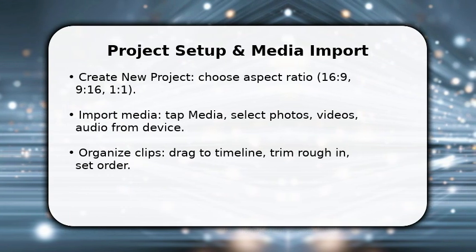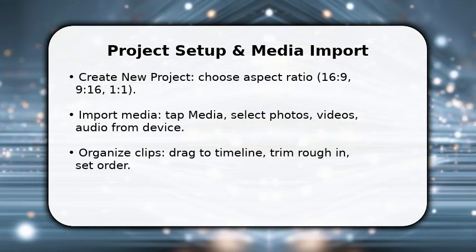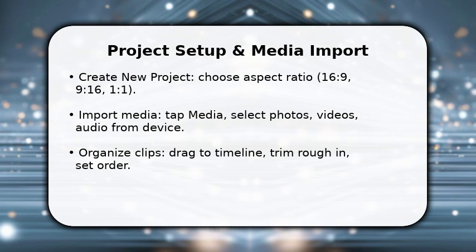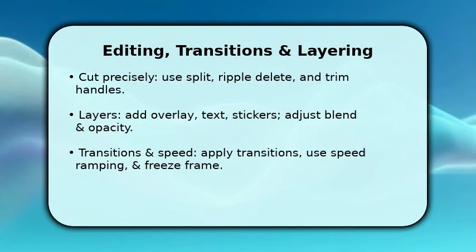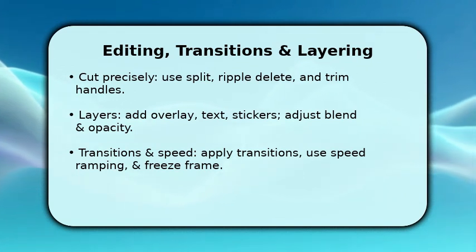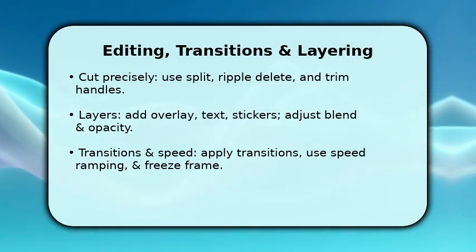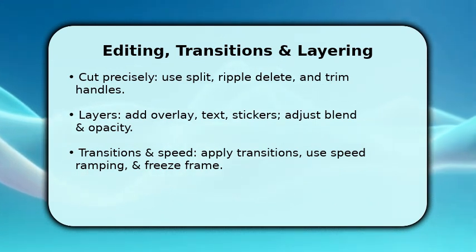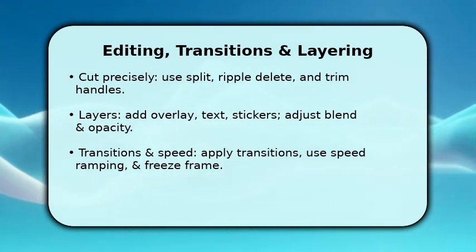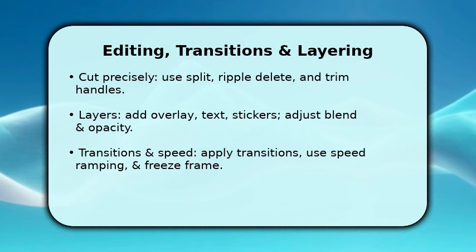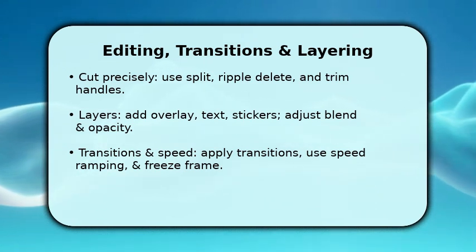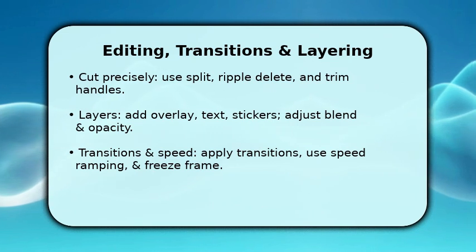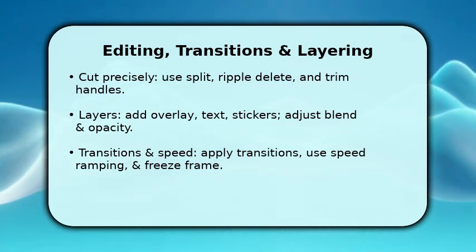Now focus on refining the middle of your edit. Trim precisely with split and trim handles, and remove gaps with ripple delete so timing stays tight. Then add layers, overlays, text, stickers, and position, scale, and set opacity or blend modes to integrate them with your base clip. Next, apply transitions between clips and use speed controls or speed ramping for emphasis. Freeze frames can highlight a moment. Keep playback previewing to finish by polishing color and audio before export.